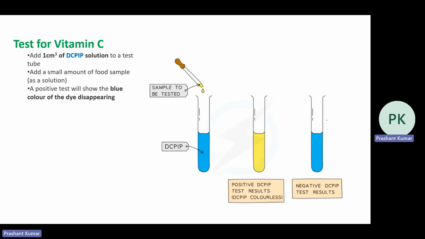Next, a very important question they ask in paper 6 and paper 5: the DCPIP solution we use for testing vitamin C. Again, we have to take a small amount of food sample in solution form, and then add DCPIP solution. The positive test will show the blue color of the dye disappearing. So first we'll get blue color and then slowly the color will disappear. In the negative test you'll get blue color. Right? So this is a positive test and this is a negative test. This is a failed test.